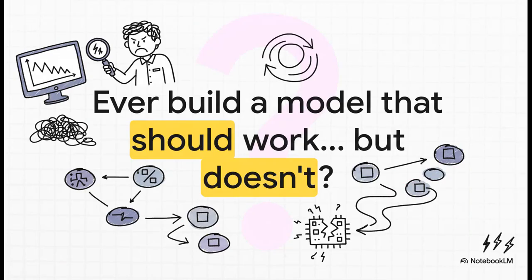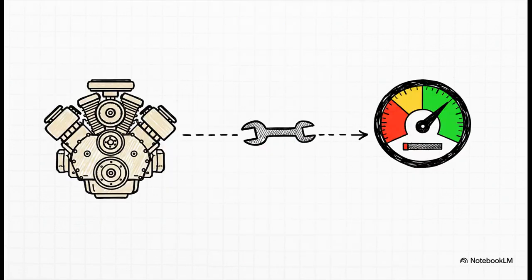You've probably been here before, right? You pick the perfect algorithm, your data is squeaky clean, you hit train, and the results are just meh. It is one of the most common and honestly frustrating moments for anyone working in ML. Well, here's the thing. The problem usually isn't the model itself.